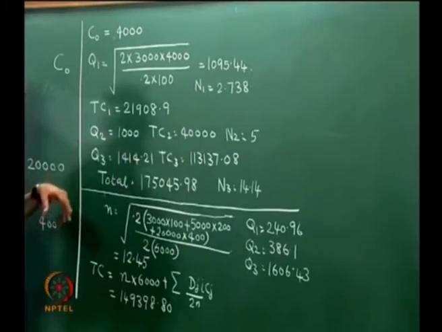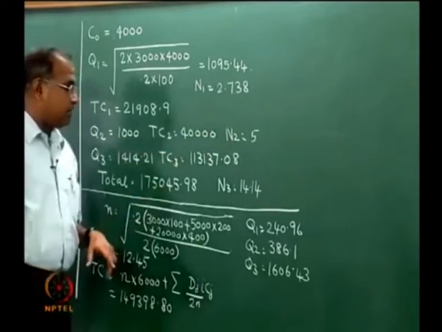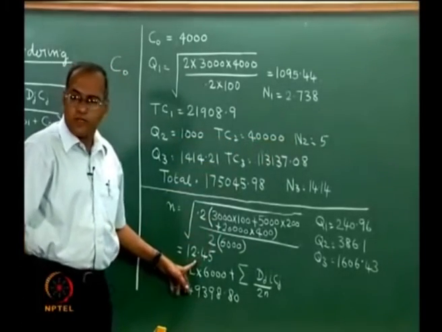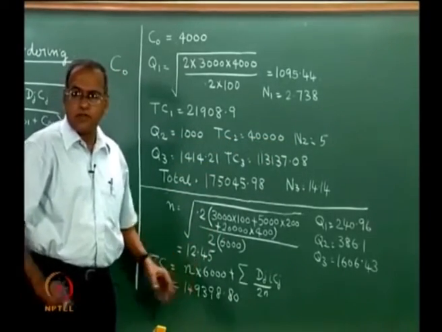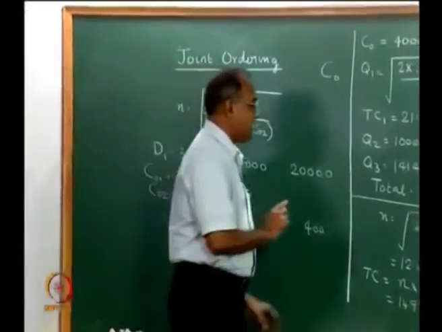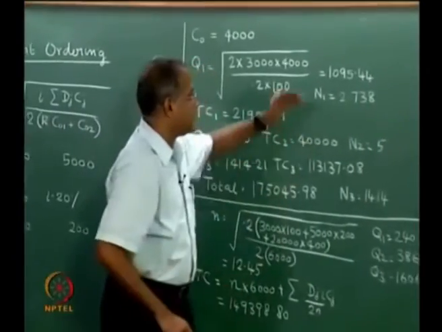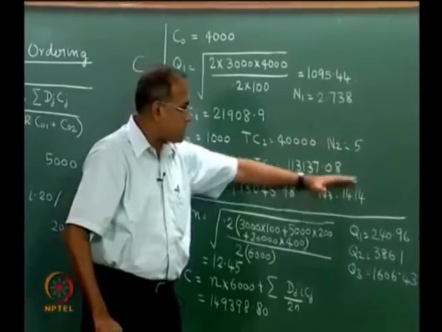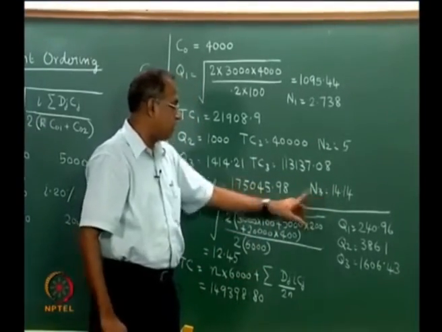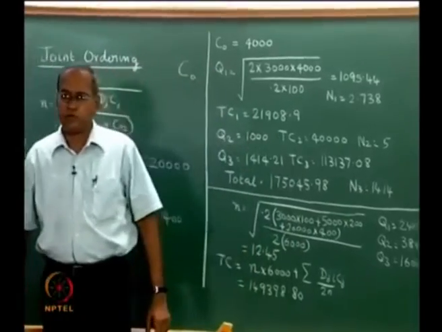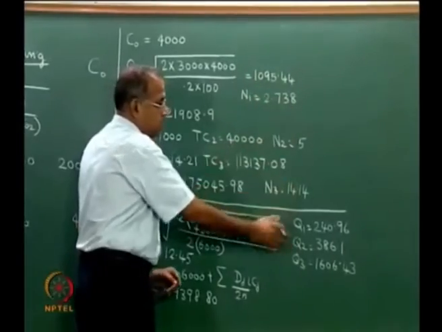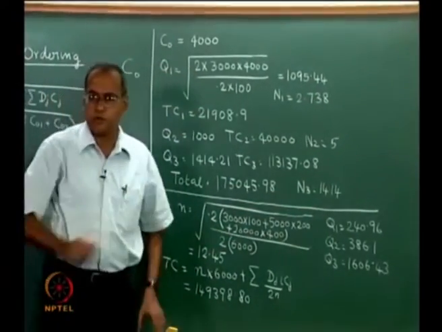Similarly, 5 when we did not have this joint ordering, and 12.45 when we had joint ordering. So, when we assume that n is the equal number of orders for all of them, we now tend to order more for items 1 and 2 and about the same number for item 3, maybe slightly less for item 3, 14.14 becomes 12.45. So, since the number of orders is more here, the order cost component is also more.